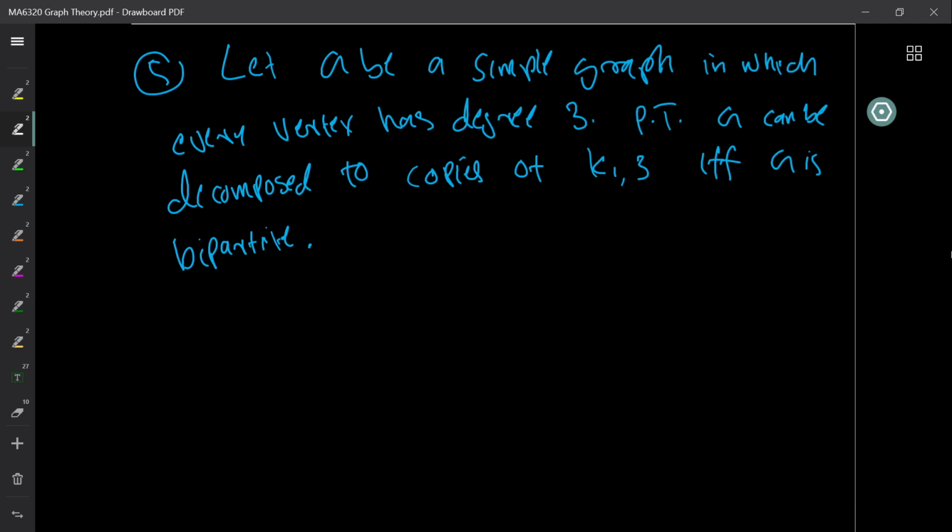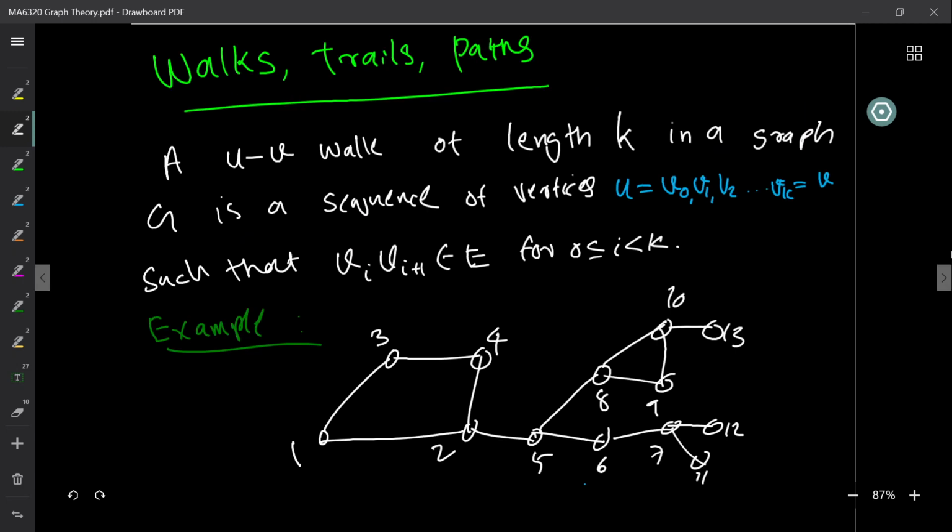And the fifth question is: let G be a simple graph in which every vertex has degree 3. Okay, so when all the vertices have the same degree, then the graph is called a regular graph. We will mention that later. Then prove that G can be decomposed into copies of K_{1,3} if and only if G is bipartite. So if the graph is 3-regular, right, all the vertices have degree 3, then one can find a decomposition into copies of the complete bipartite graph K_{1,3} if and only if the graph is bipartite. Okay? So prove this statement. And with that, we continue to more topics.